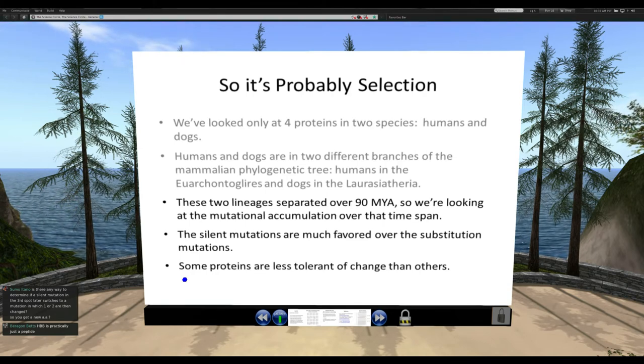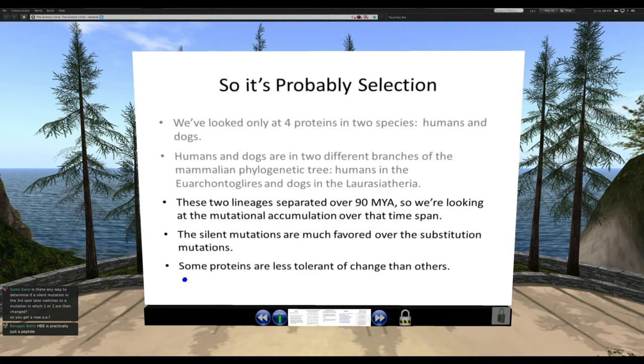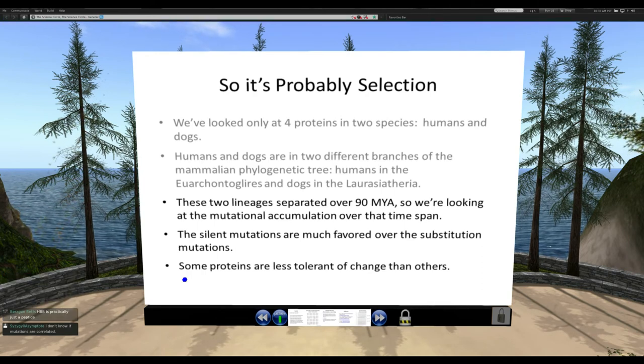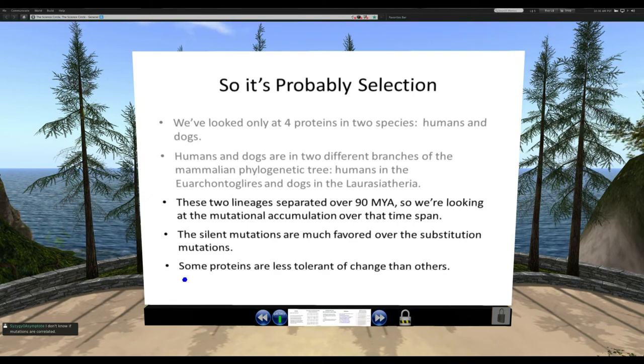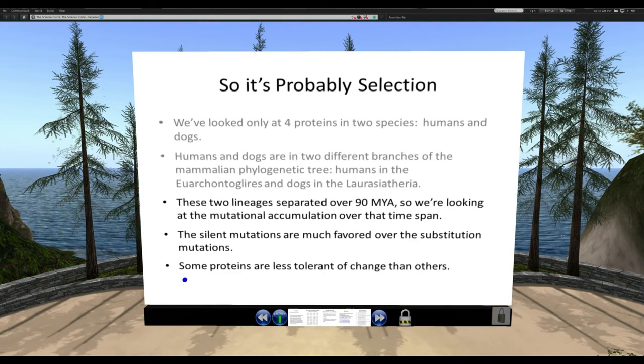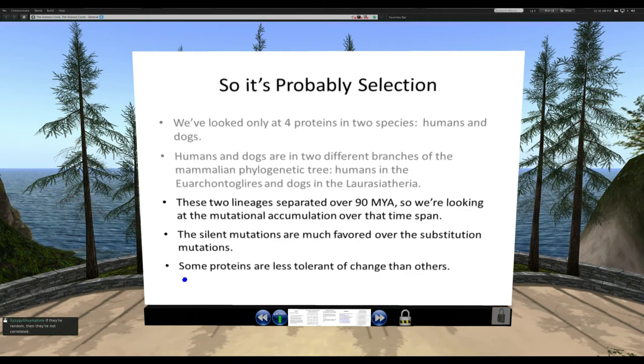Oh, I actually see a question. Is there any way to determine if a silent mutation in a third spot later switches to a mutation in which one or two are then changed? I think the way to track that would be to look at species that are more closely related and in which most of the mutations are silent, and then look at more distantly related species to see if a second change in that same codon has produced a change in another species. So you could track it down. So there could be a mutation that is silent in one species but not silent in another species in the same codon. Was that the question?